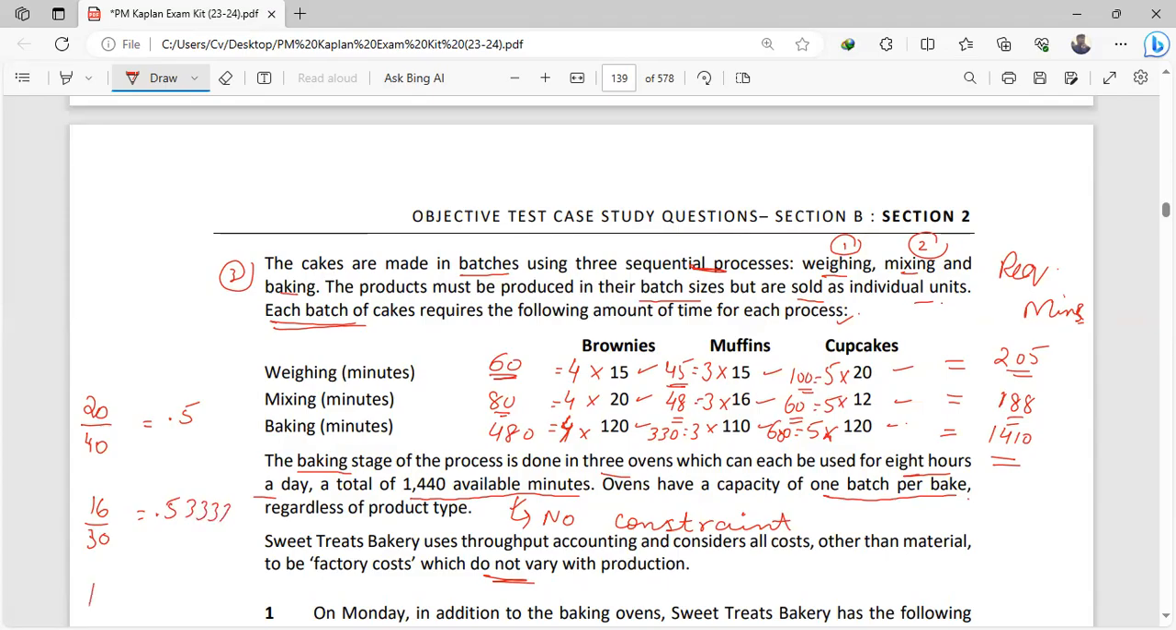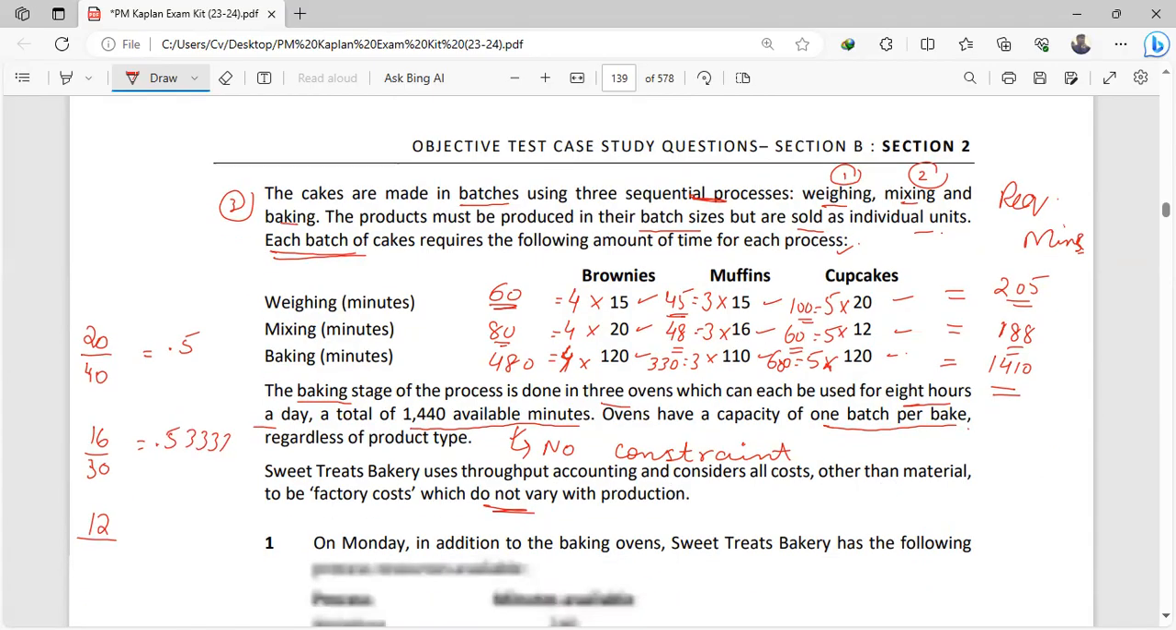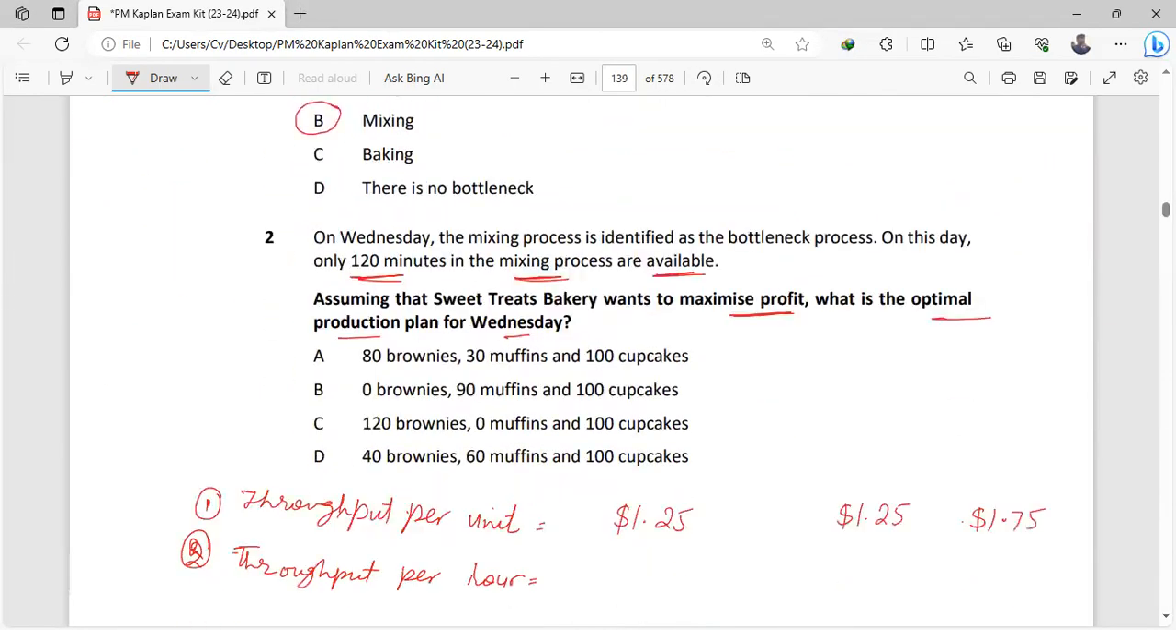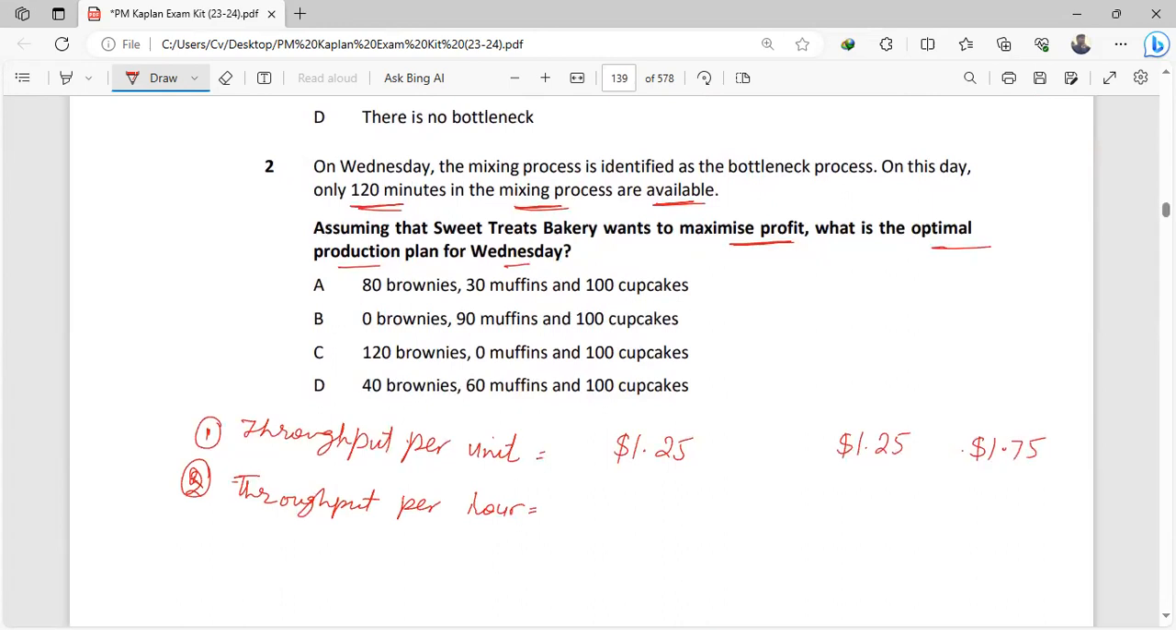Third one is 12, and there we need 20 units per batch. 12 minutes per batch, and here we need 20. So 12 divided by 20 means 0.6. 0.6 minutes is needed to produce 1 unit. There were two options. I can convert into total throughput per batch like 1.25 into 40, but rather than converting into one batch, I converted hours into per unit.